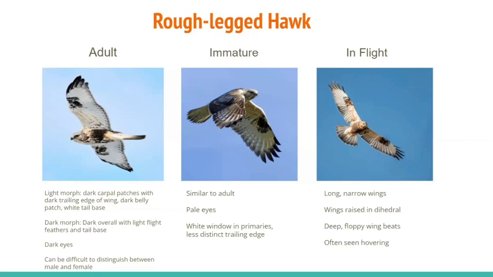And then in flight, rough-leggeds have a very distinct shape. They're these very long, lanky birds, so very narrow, long wings. And they often hold their wings raised in a dihedral, similar to that of our vultures, although not as dramatic of a V. They also have these very deep, kind of floppy wing beats. And like our red tails, they are a species that you'll often see hovering.